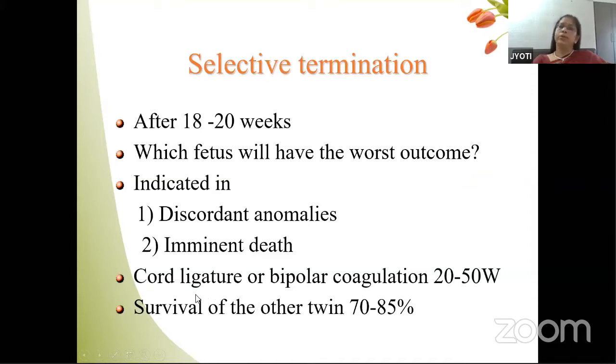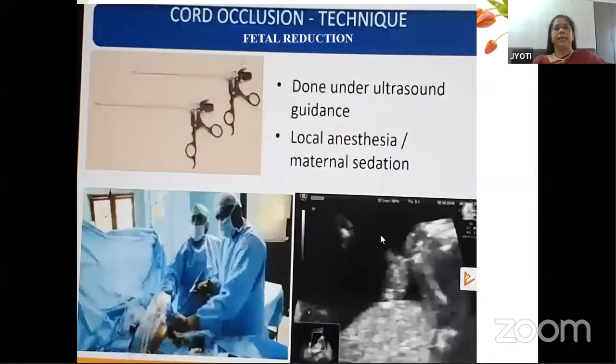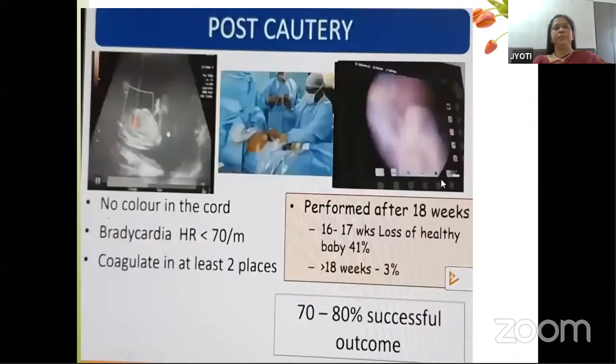And what do you do? You do a cord ligature or a bipolar coagulation with 20 to 50 watt. And the survival of the other twin is 70 to 85%. So this is a picture showing cord occlusion under ultrasound guidance, local anesthesia, maternal sedation.